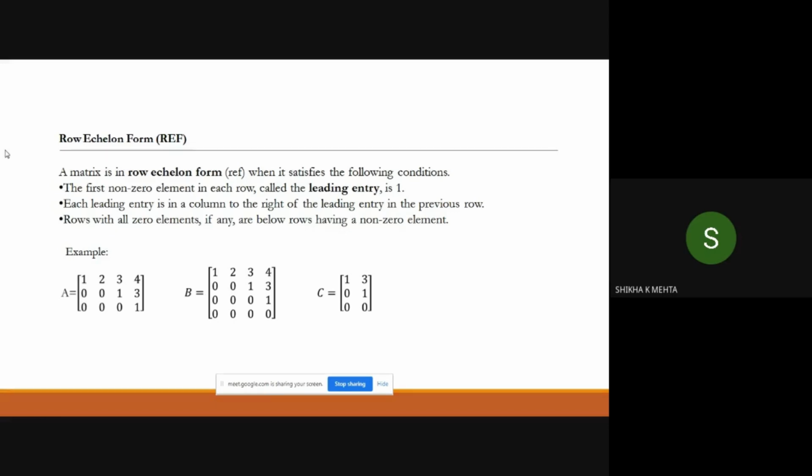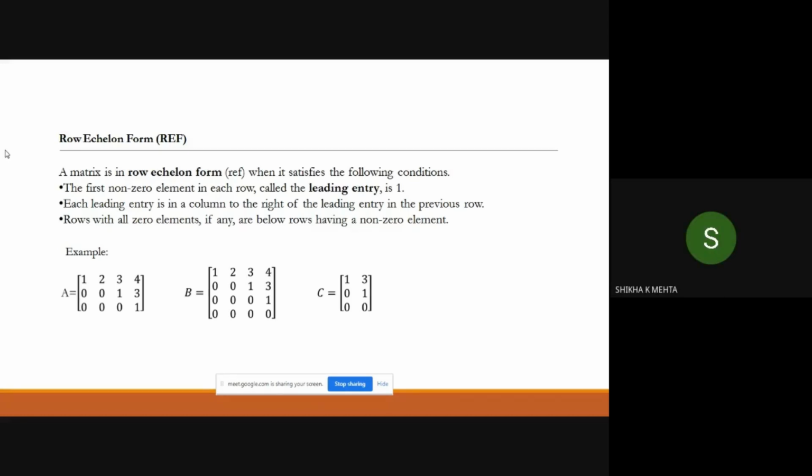And the row with all zeros, like in the B, see, the last row is 0. This row with all zeros cannot be row 1, 2 or 3. That means the row with all zeros will always be the last row, or it will lie below the rows which have non-zero elements. Clear?